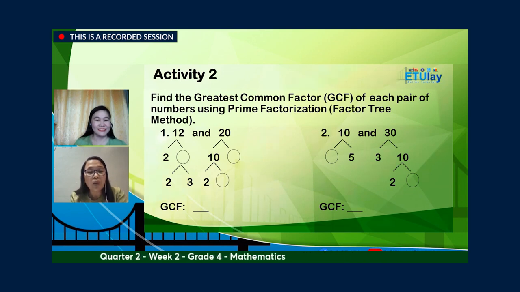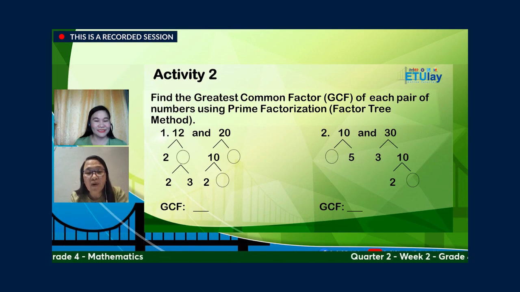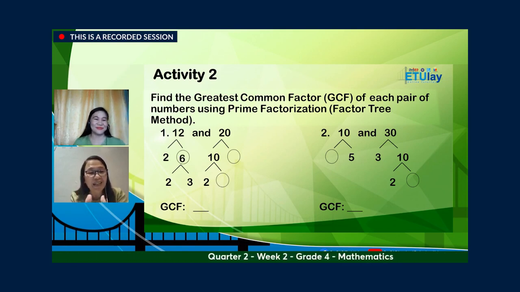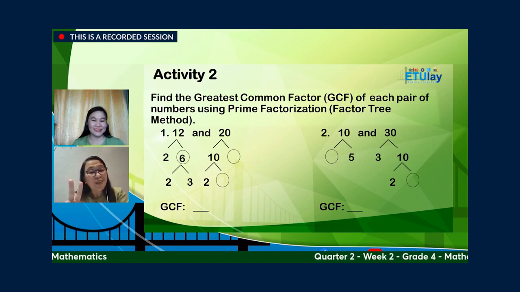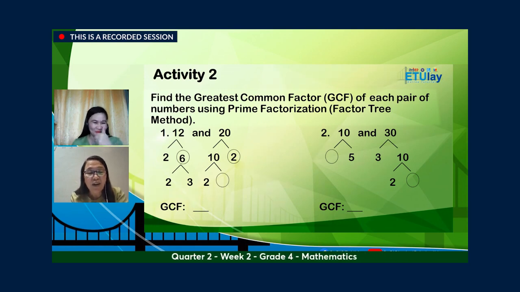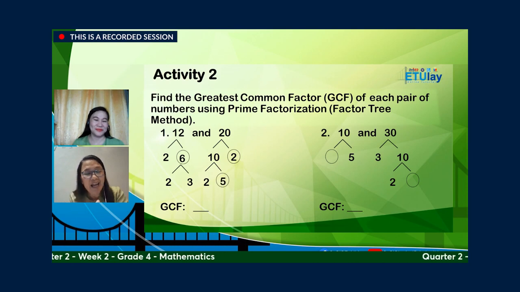So we have there 2 and blank. Kapag ang sagot nyo ay 6, tama ang inyong sagot. And then you have therefore 6, 2 times 3. And for 20, 10 times 2. Kapag 2 ang inyong sagot, you got it right. For 10, that is 2 times 5.